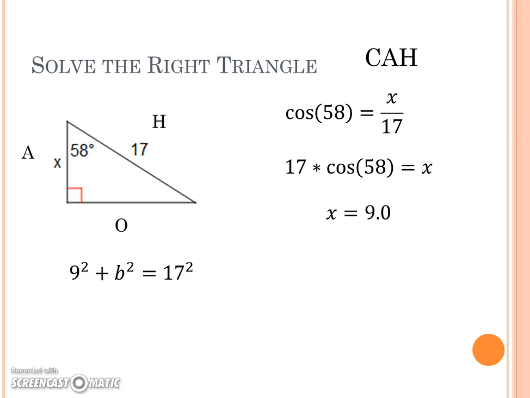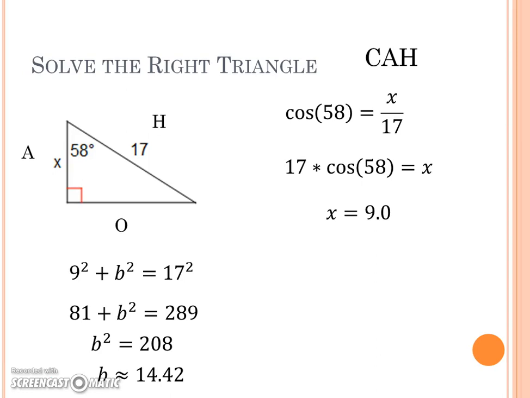9 squared plus b squared equals 17 squared, where b is just the other side that we're looking for. 9 squared is 81, 17 squared is 289, subtract 81 and we get 208. And then we take the square root and we get about 14.42. So that's how long our third side is.